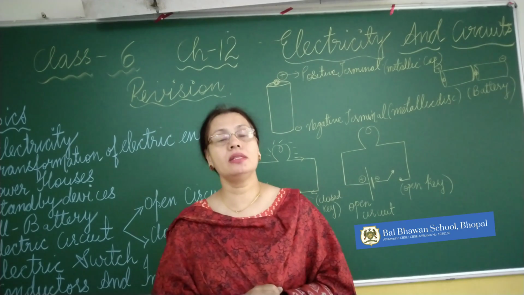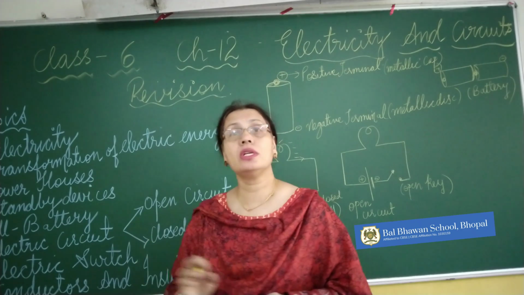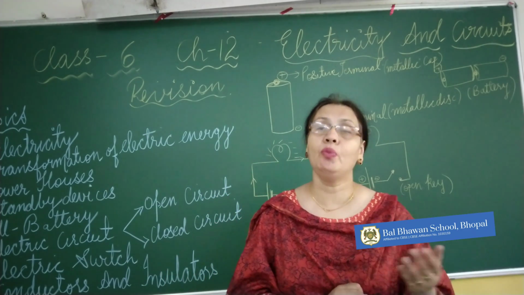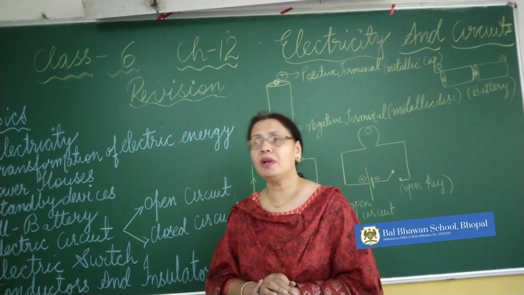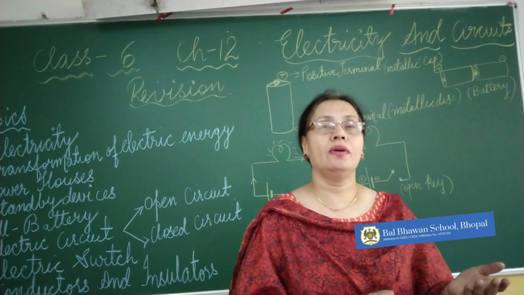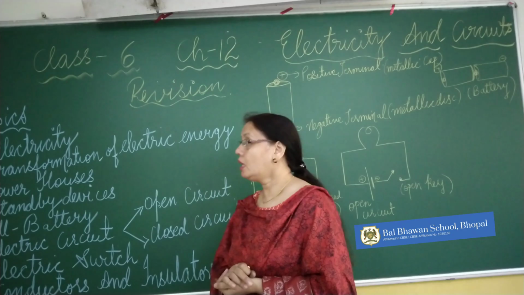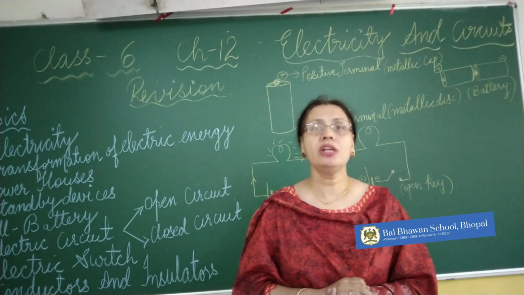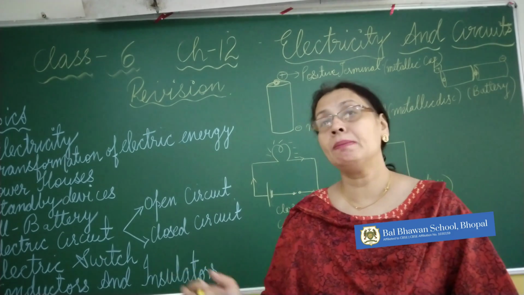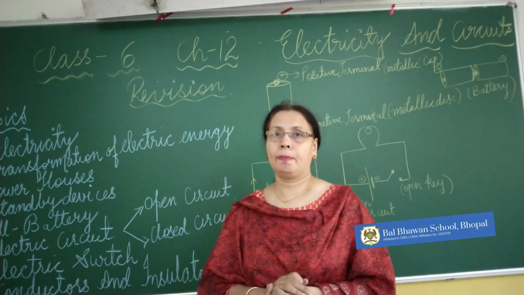If they generate electricity from the burning of coal, then we call those powerhouses a thermal power plant. If energy is generated from the wind, we call them wind power plant. If it is generated from the falling of water from a height, then we call them hydroelectric power plant. And if the electricity is generated from the energy which is stored in the nucleus of elements like uranium and plutonium, then we call them nuclear power plant.